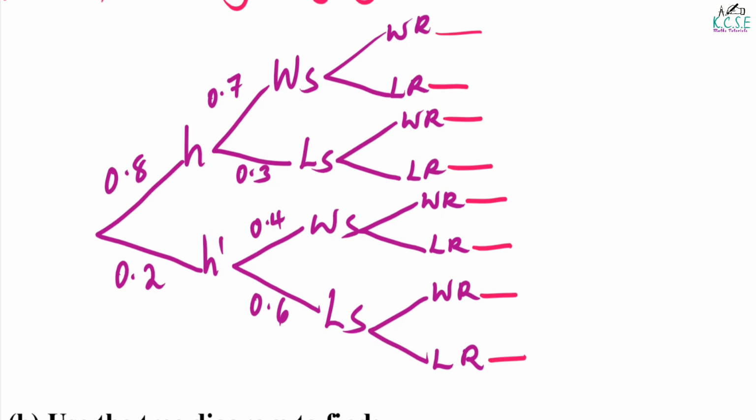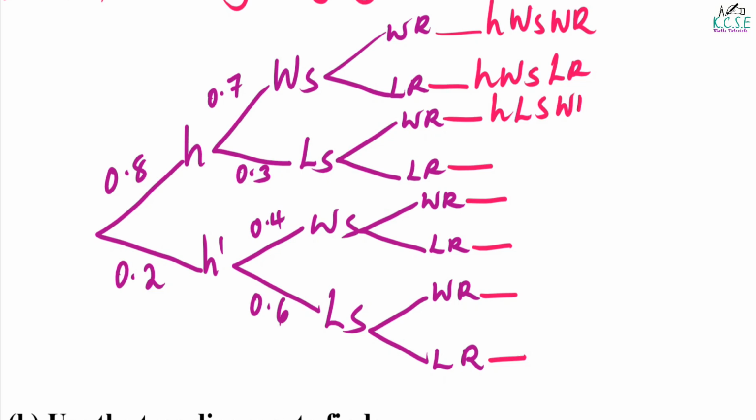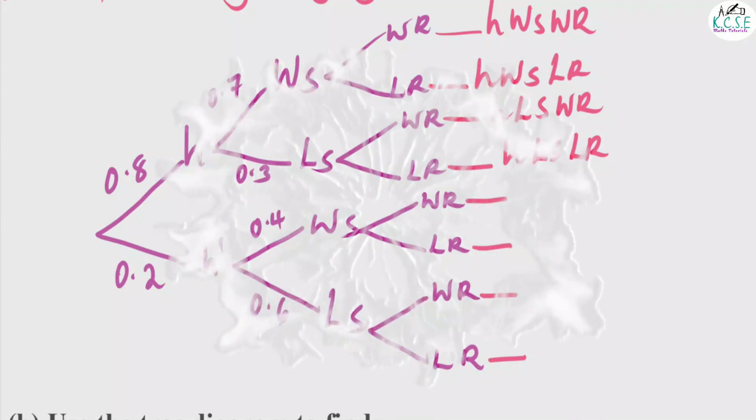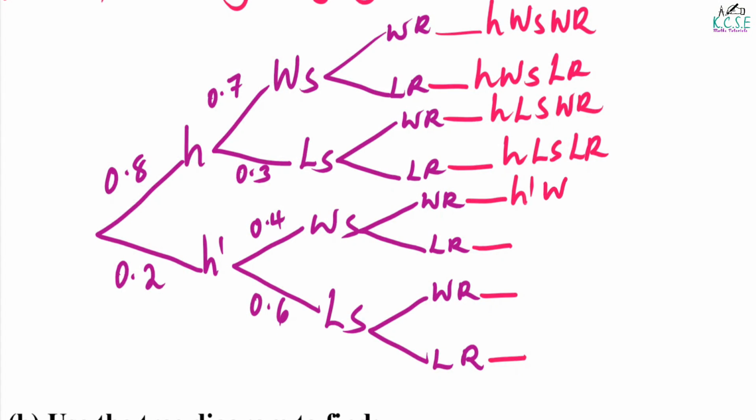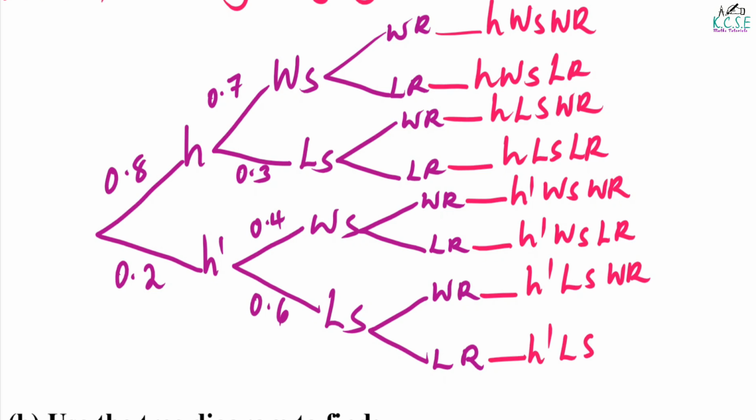So this is hosting, then winning soccer, winning rugby. Now hosting, winning soccer, losing rugby. This is hosting, losing soccer, winning rugby. Still hosting, losing soccer, losing rugby. Not hosting, winning soccer, winning rugby. Then there is not hosting, winning soccer, losing rugby. Not hosting, losing soccer, winning rugby. Not hosting, losing soccer, losing rugby. So that is the tree diagram, which will be very helpful.